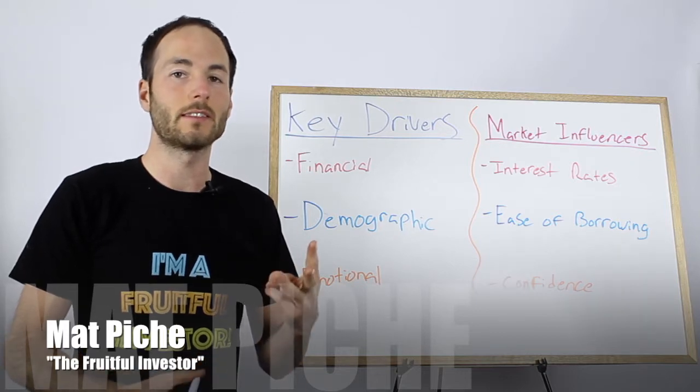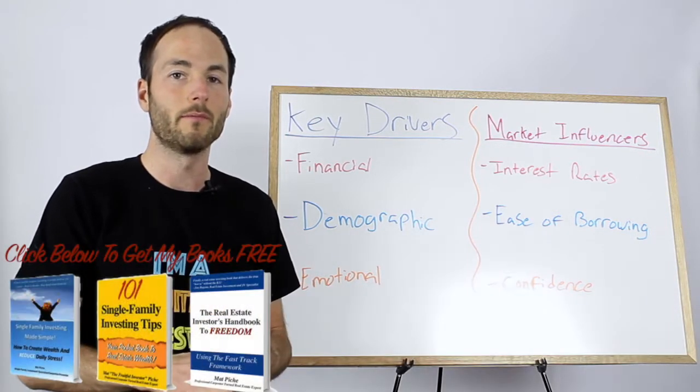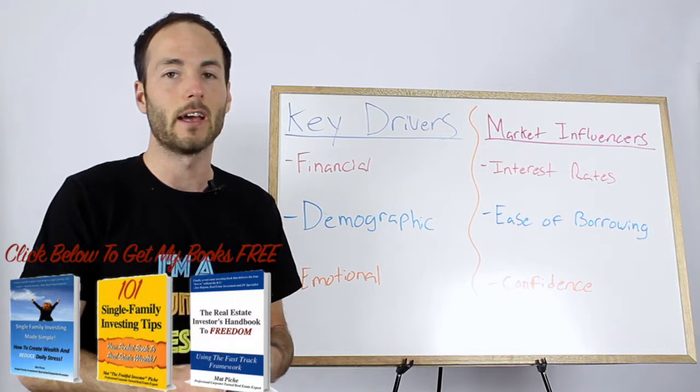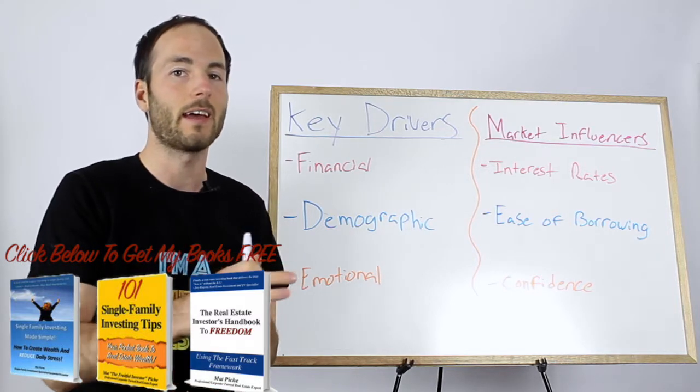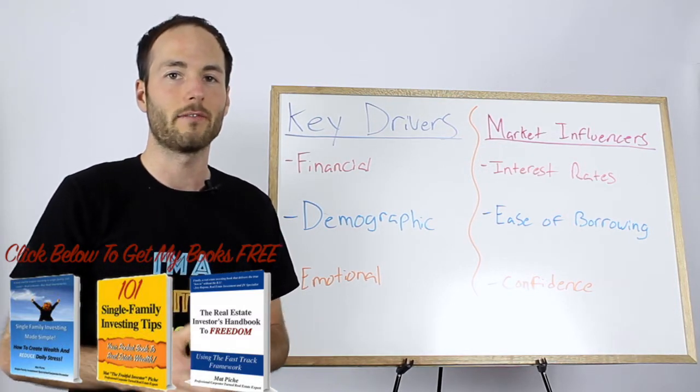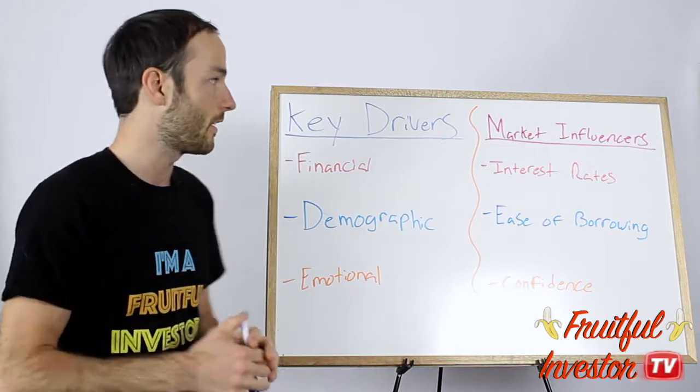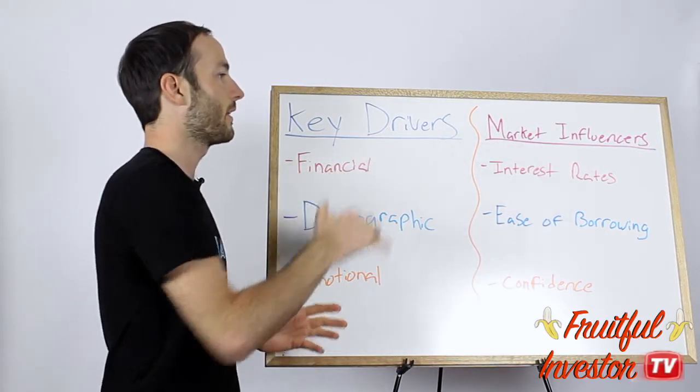Today's video is about explaining the real estate cycle and how and when you should invest in real estate. Now, there are three phases to the real estate cycle: the boom phase, the slump phase, and the correction phase. I'll get into that in a second, and I'll explain each phase a little. But first, let's talk about the key drivers and the market influencers.